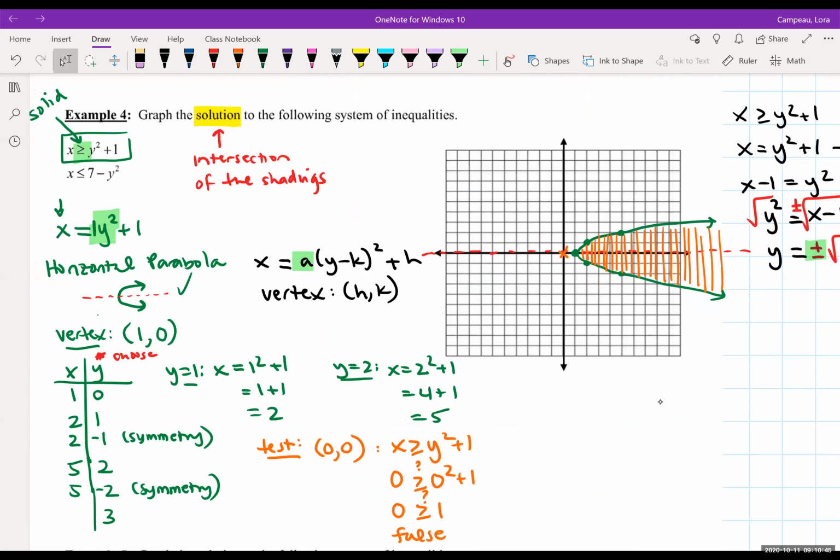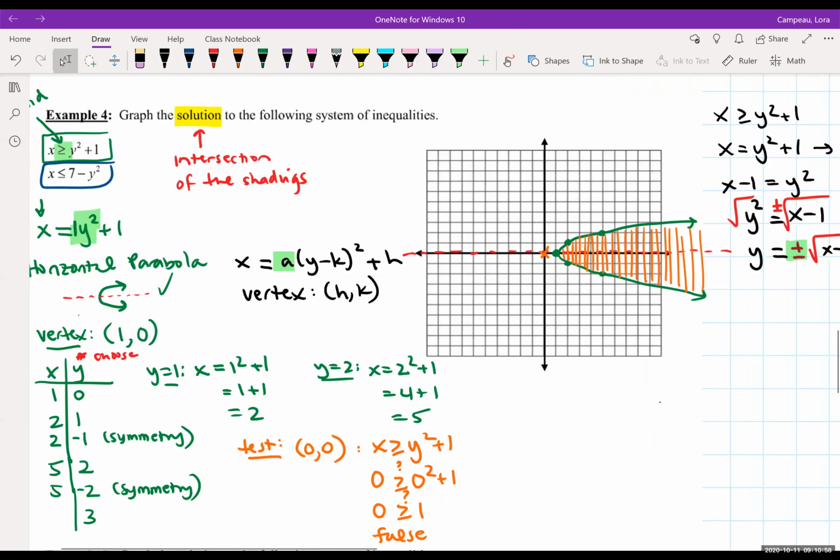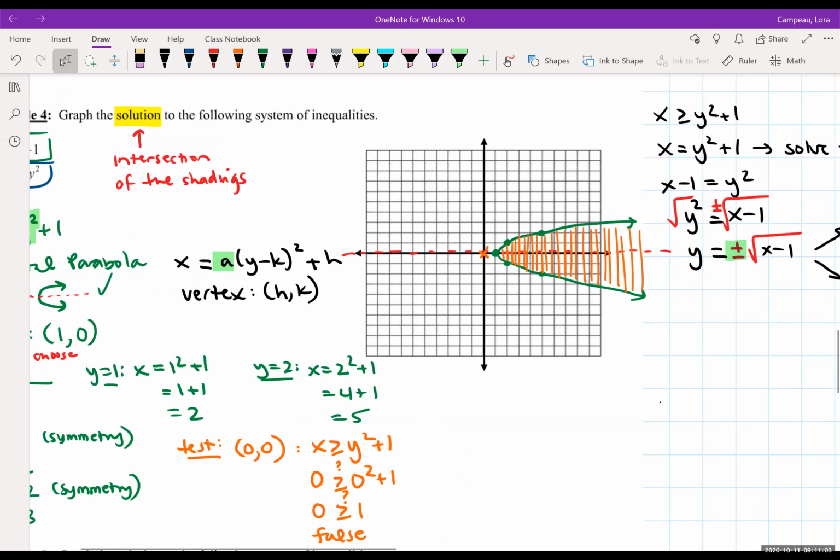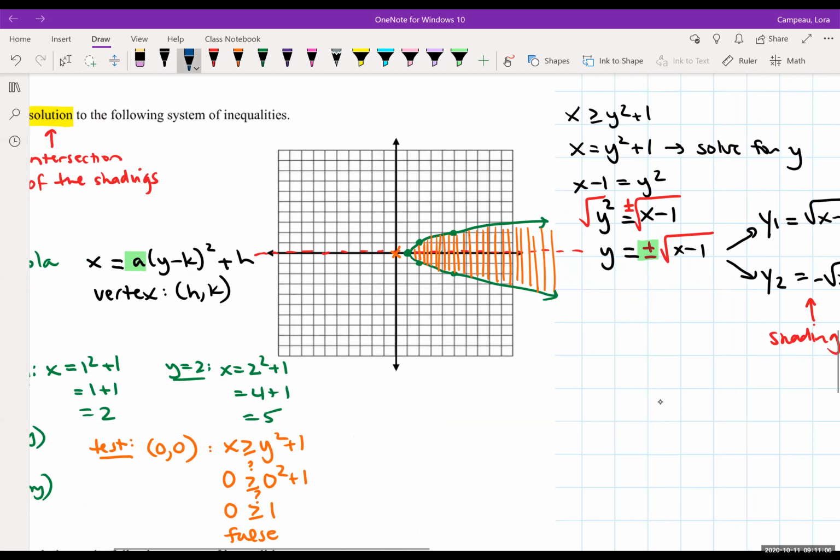So notice we're not quite done. We've only done the shading for one of the inequalities. So we're going to do the same thing for the other inequality. I'm going to take this off to the right, replacing this inequality symbol with an equal sign. I have x equals 7 minus y squared. And again, I'm recognizing right away, I only see one of the variables being squared. Right away, that's telling me I do have a horizontal parabola.